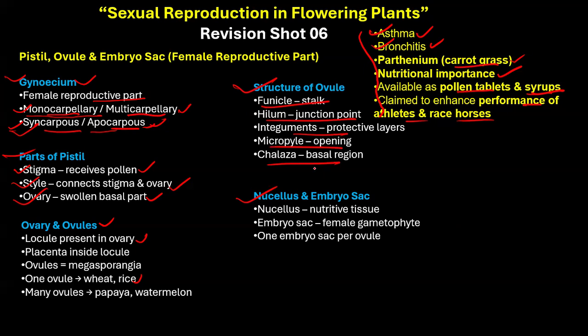Inside the integument lies a tissue called the nucellus, which is rich in reserve food. Within the nucellus is an embryo sac, also called the female gametophyte. Usually each ovule has one embryo sac formed from a single megaspore. Just remember these points, they are very important.